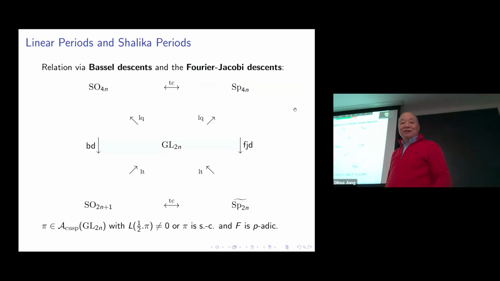Okay. So globally, again, this commuting diagram works if the central value is non-vanishing. But for p-adic, you assume supercuspidal. But I expect that, as we claimed, for tempered representations it works the same, but not proved yet. For supercuspidal or cuspidal with central value non-vanishing, you can do this. Okay. Any questions?